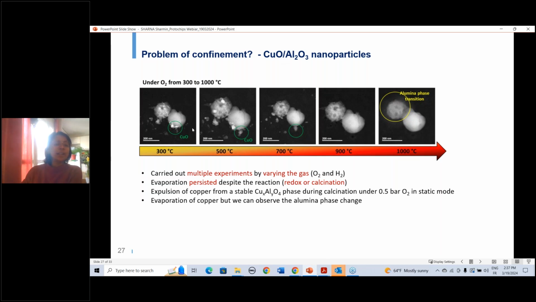And as we can see here, this material is composed of copper aluminate. Even under oxygen, when we increase the temperature, the copper oxide seems to come out. The copper aluminate phase should be stable, but even at such temperature, the copper oxide is coming out. We carried out multiple experiments varying the gas, for example introducing oxygen and hydrogen, but the evaporation at higher temperature persisted. But again, good news is we could see the alumina phase transition.